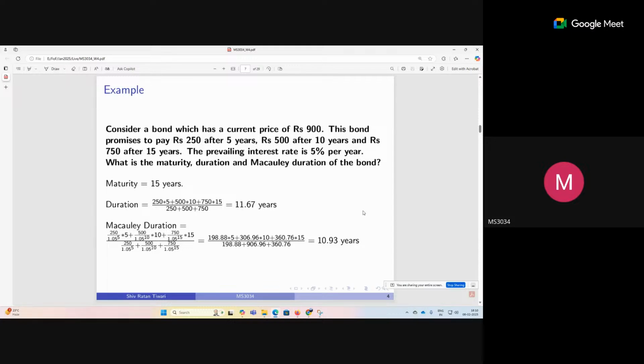In maturity, there is only the time dimension. So, for any financial asset or instrument, the duration is always less than maturity.